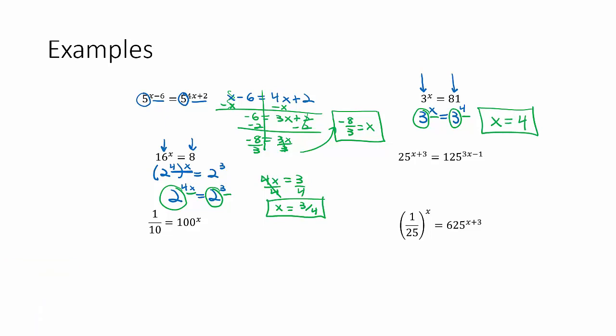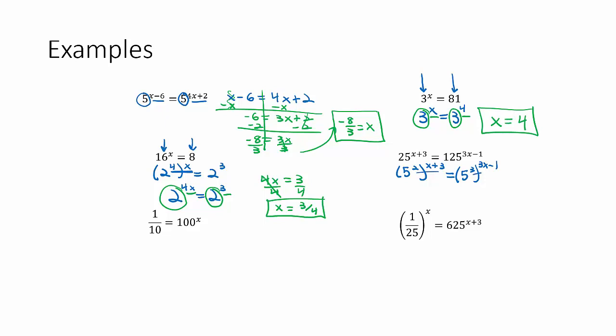How about this one? 25 to the x plus 3 equals 125 to the 3x minus 1. We can't say 25 to some power equals 125. That doesn't work. But we might notice, hey, those look like they're divisible by 5 several times. So we'll check, and sure enough, 25 is 5 squared, to the x plus 3. And 125 is 5 to the 3rd power, to the 3x minus 1.